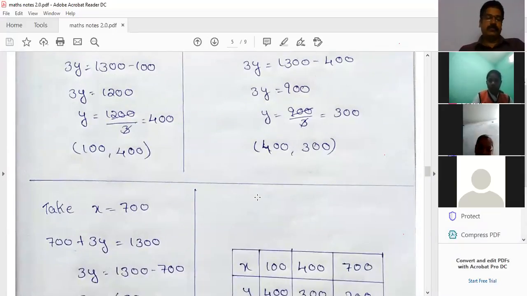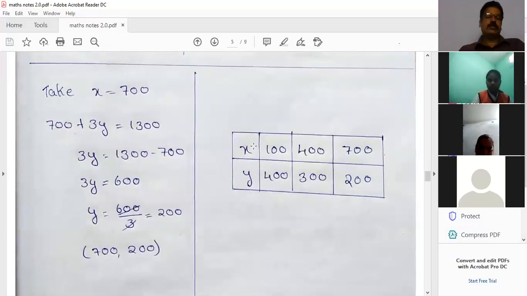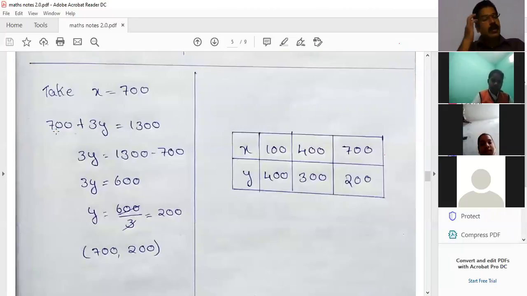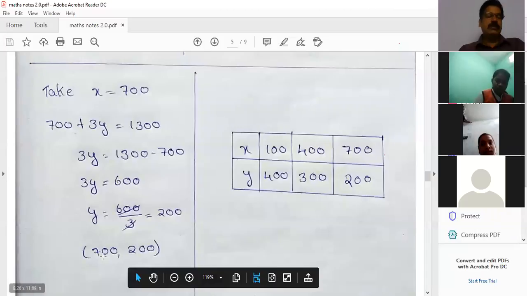And now I take x equal to 700. Again, I told you why I'm taking first 100, then 400, then 700: because they have to go in the 3 tables. You also think and take the values. 700 plus 3y equal to 1300. You can transpose 700 to the RHS. Then 3y equal to 1300 minus 700, 3y equal to 600, y equal to 600 by 3, 200. Then my third solution is 700 comma 200.